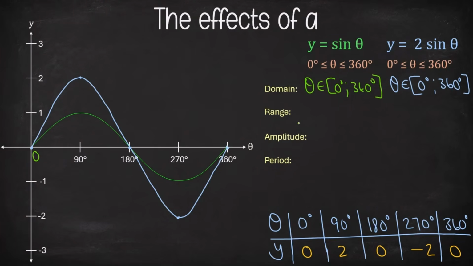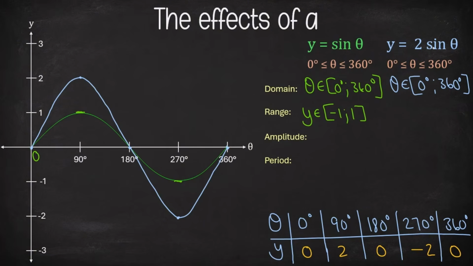Now let's look at the range. What is the range? It is all the y values that your graph can be. So when we look at the y equals sin theta graph, I can see that the maximum value is 1, that is over here, and the minimum value is -1. That means y is an element of, in square brackets, and we always start with the lowest number, -1 all the way through to 1.